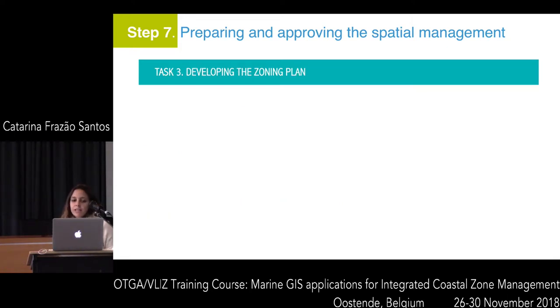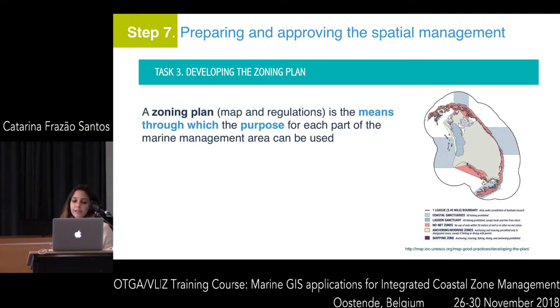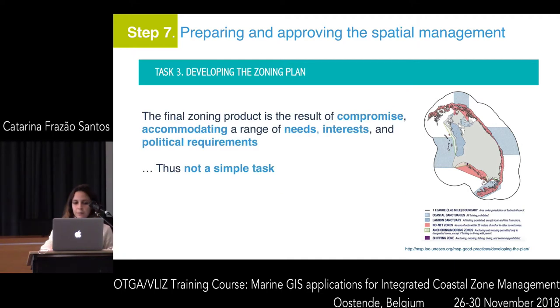And so the third task is developing the zoning plan. And the zoning plan is a means through which the purpose of each part of the area can be defined. There are various types of zoning plans. Some of them are much more complex than others. They are indeed a key element of marine spatial planning, but not the same as MSP. This is the view that is ensured in the guide. But they are a key element.